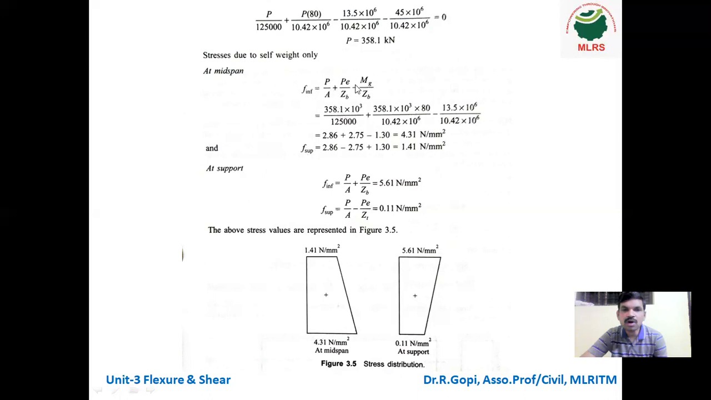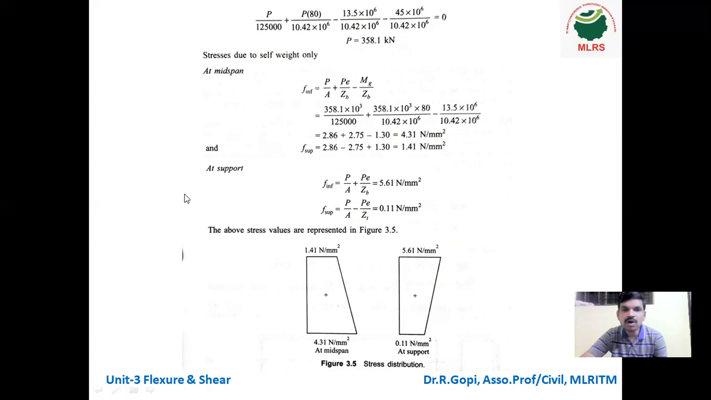P we know 358.1 and the eccentricity 80 mm, mg 13.5 into 10 power 6. You convert all the values in terms of Newton mm. Okay. So same like f superior, that means at the top, substitute all the values, finally you can easily get the answer. So at midspan, the bottom stress is 4.31, at top it is 1.41 Newton per mm square.